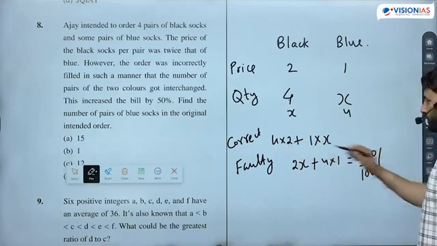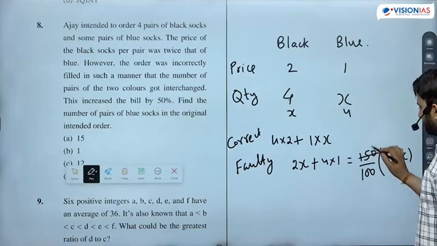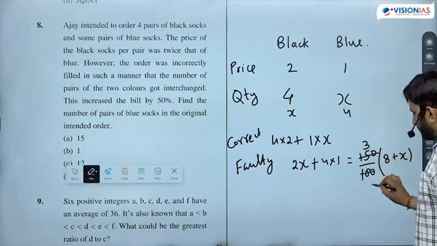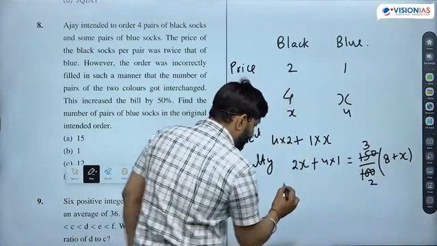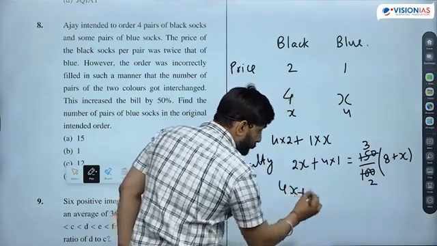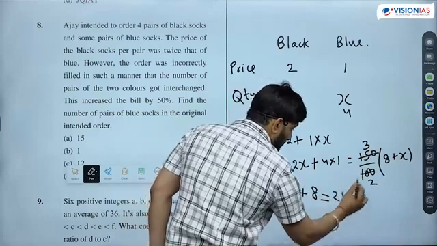The correct bill is 4 into 2, 8, plus X. We can cancel out this, 3 upon 2. Go for cross multiplication. So this will come here: 2 into 2X, that is 4X, plus 2 into 4 is 8. 3 into 8 is 24 plus 3X.